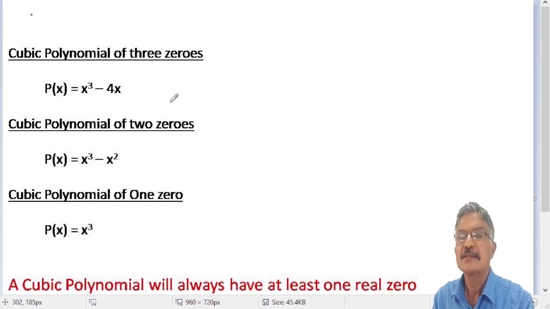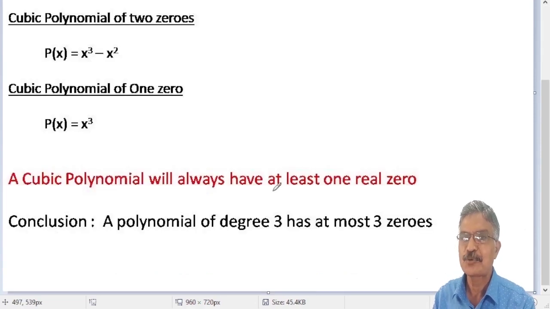Such a polynomial has 3 zeros. And this is an example of a cubic polynomial with 2 zeros, x cube minus x square. p(x) is equal to x cube minus x square. When we factorize this polynomial, we can see that it has only 2 zeros. Then p(x) is equal to x cube. This cubic polynomial has only 1 zero. Do you know which is the zero of this? What's the zero of this polynomial? Yes, 0 is the zero of this cubic polynomial.